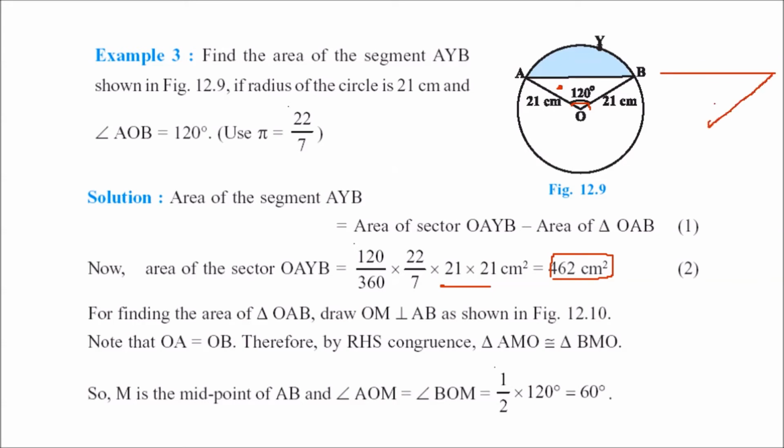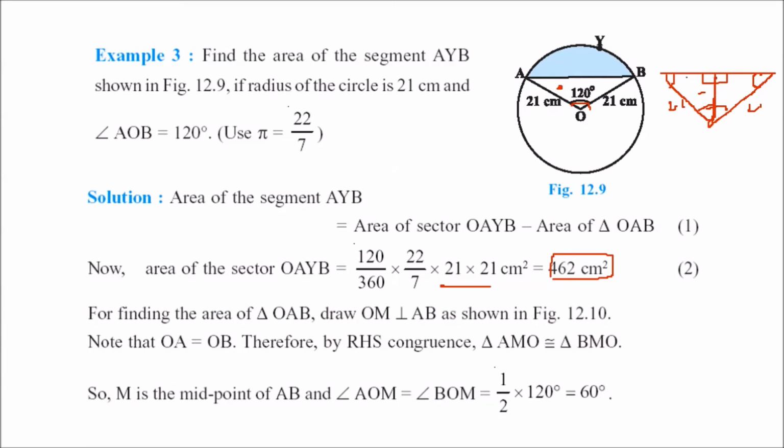Area of the triangle. So now let me show you how we'll find it. This is your triangle. This is 120 degrees. We'll drop a perpendicular. This is 21, this is 21, so both sides are equal. So this angle will also be equal, and we have these two angles equal. These are 90 degrees because we have dropped the perpendicular. Sides are already equal, and this is a common side. So these two triangles are congruent.